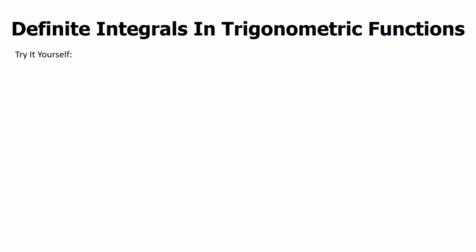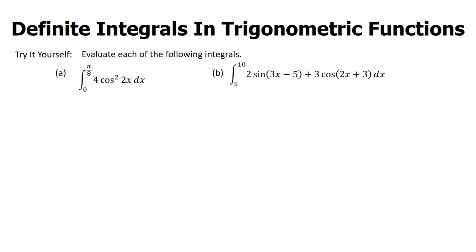Okay, now you can try this example yourself. Evaluate each of the following integrals. A. Integration from 0 to pi over 8, 4 cosine squared 2x dx. B. Integration from 5 to 10, 2 sine (3x minus 5) plus 3 cosine (2x plus 3) dx. You can pause the video and try to solve it yourself.